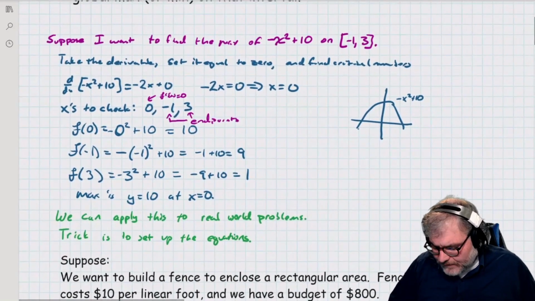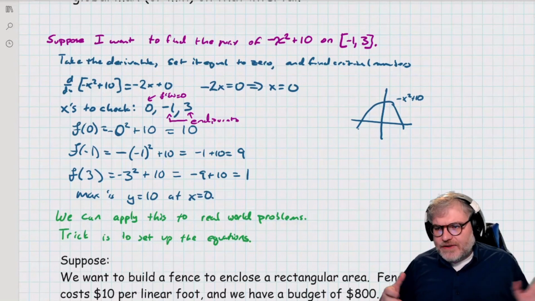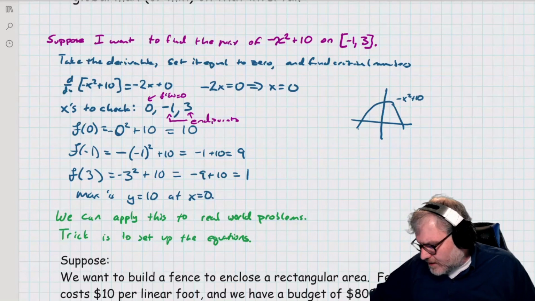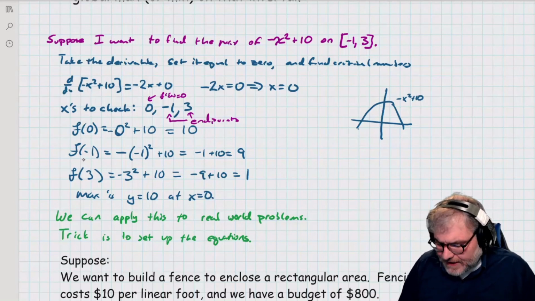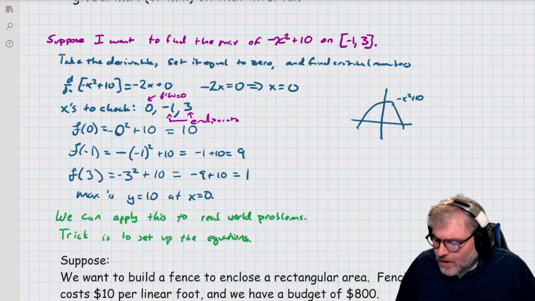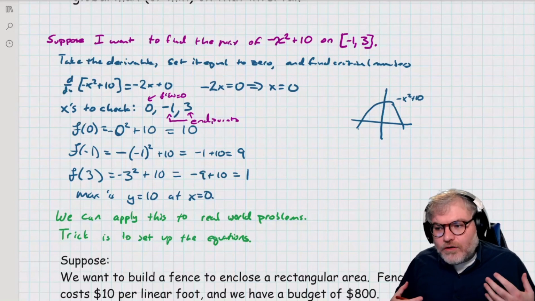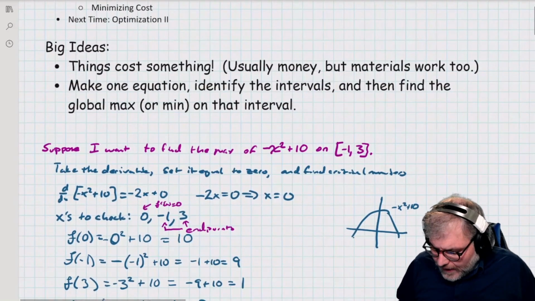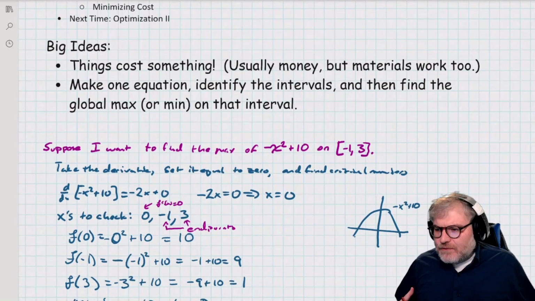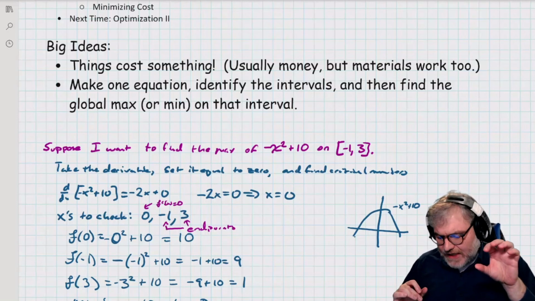This was an example of a problem like that, where we took the derivative, set it equal to zero, and then checked the two endpoints and the place where the derivative was zero. We found an absolute min, we found an absolute max. Well, we can use this technique to do real world problems. The big ideas are that things cost something. So what we're going to wind up with is a thing we want to optimize given some constraint.